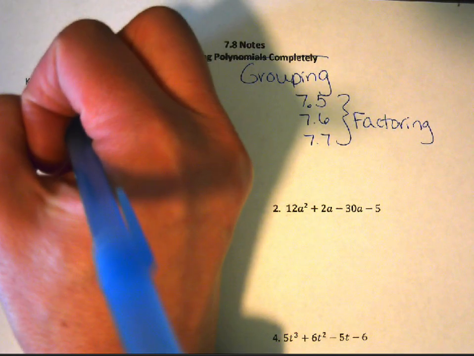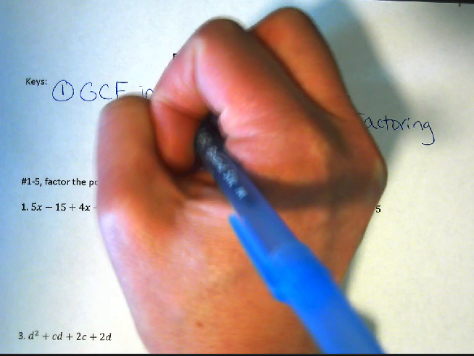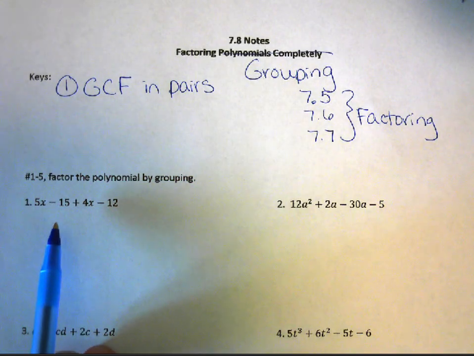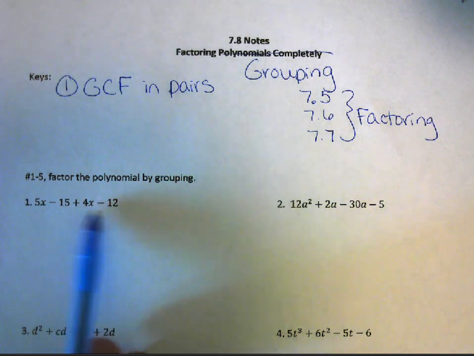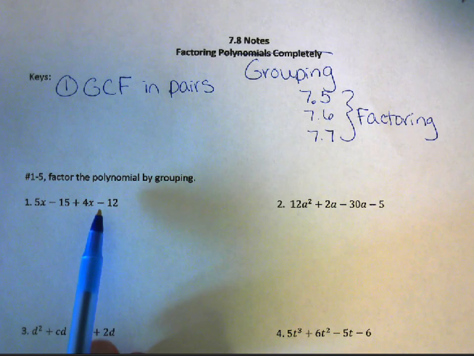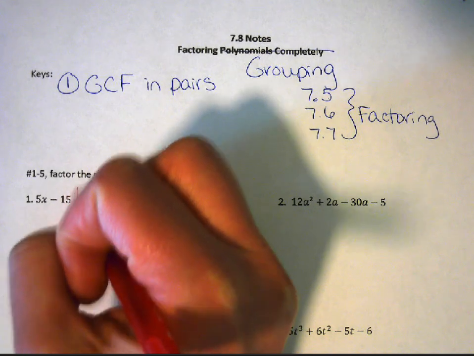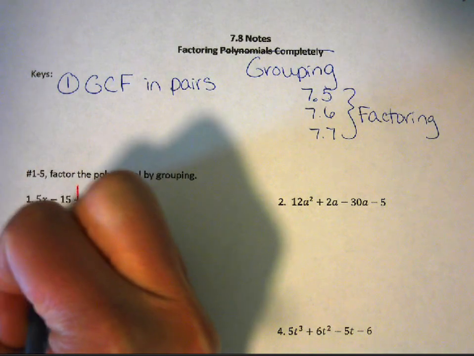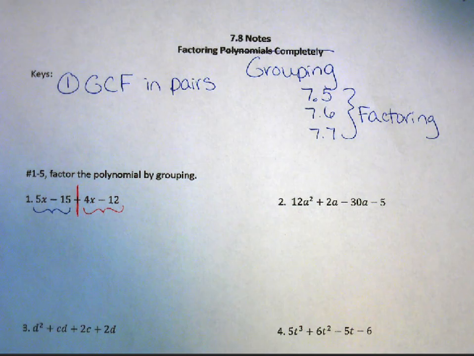Well, really the key to grouping is the greatest common factor in pairs. That's really the key that you want to look for in this, okay? So let's just dive in. Let's take a look at number 1 down here. Notice these don't all have a greatest common factor, so there's nothing that I can pull out of all of them. However, if I break it right down the middle here, notice I do have a greatest common factor in the first 2, and I also have a greatest common factor in the second 2. So let's just do that.